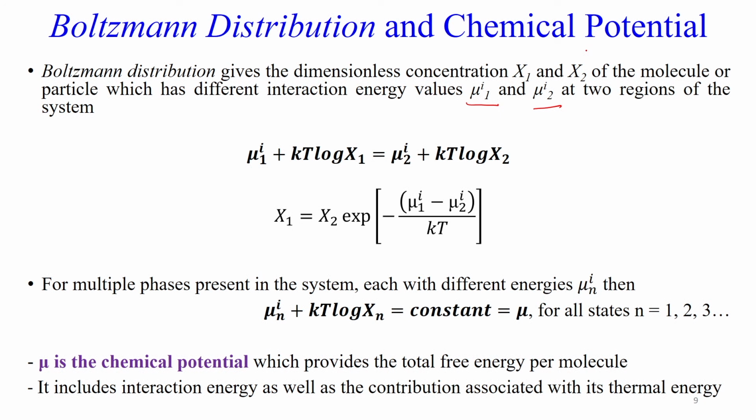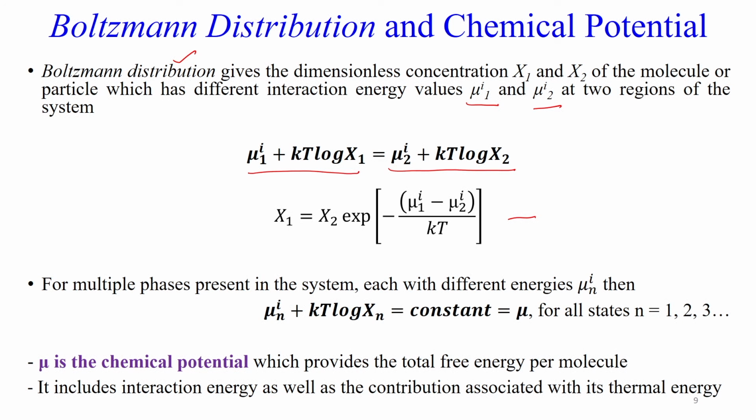So, it is simply related as mu1 plus kT log x1 is equal to mu2 plus kT log x2, since both are in equilibrium. From here we can calculate x1 is equal to x2 e to the power (mu1 minus mu2) upon kT, and this expression is very well known as the Boltzmann distribution.